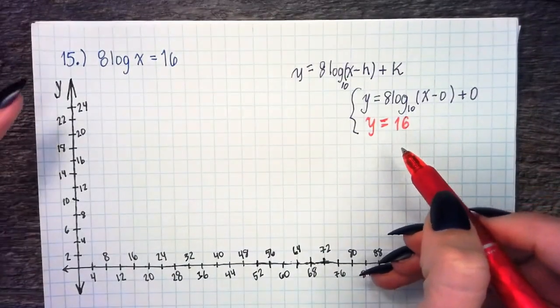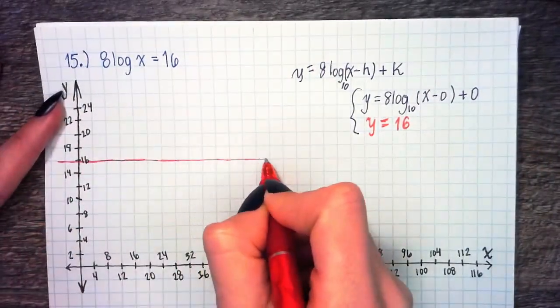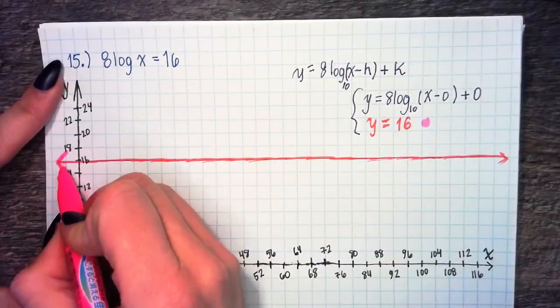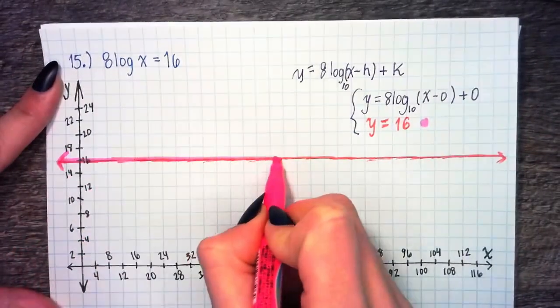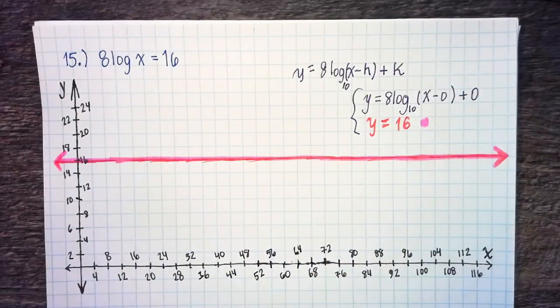The red equation is definitely easier. Y equals 16 is just a horizontal line. So here's where y equals 16, and I'm just going to go straight across and kind of use a highlighter to color code each of these and make my equations a little bit more bold so it's a little easier to look at everything. I want to graph my logarithmic function.